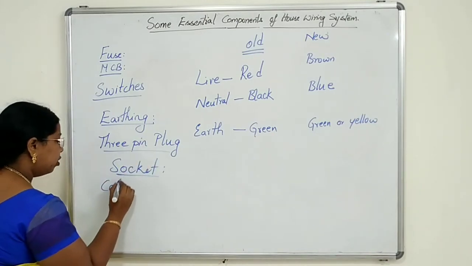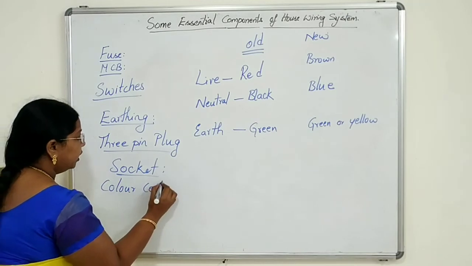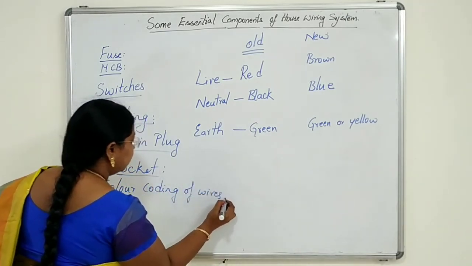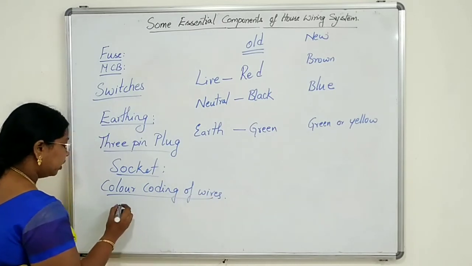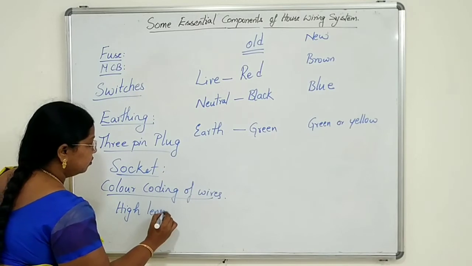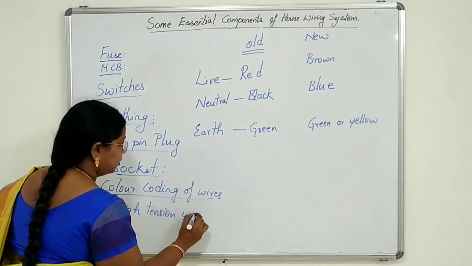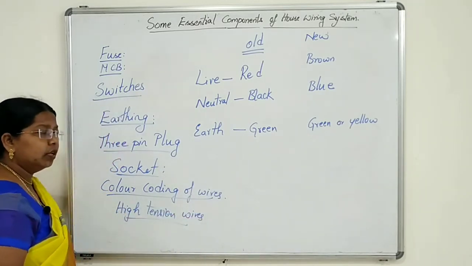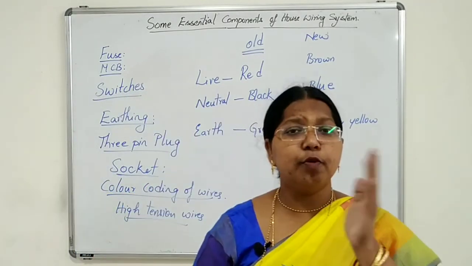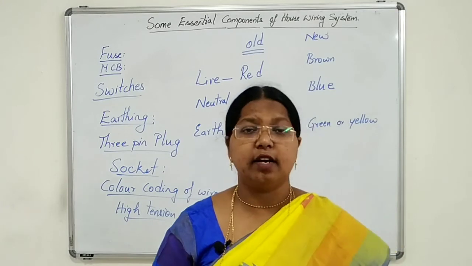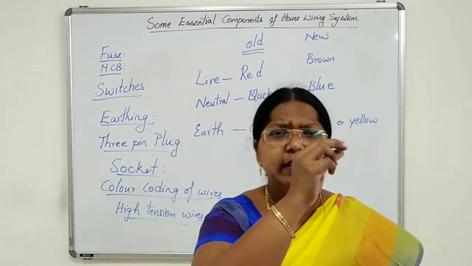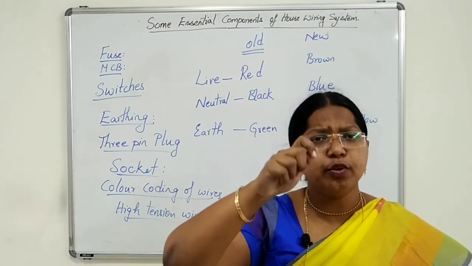So this is what we have about color coding of wires. And now we are talking about high tension wires. These high tension wires are connected between two poles. High tension wires are thick wires. If we see them clearly, we will see that thin wires are twisted together.